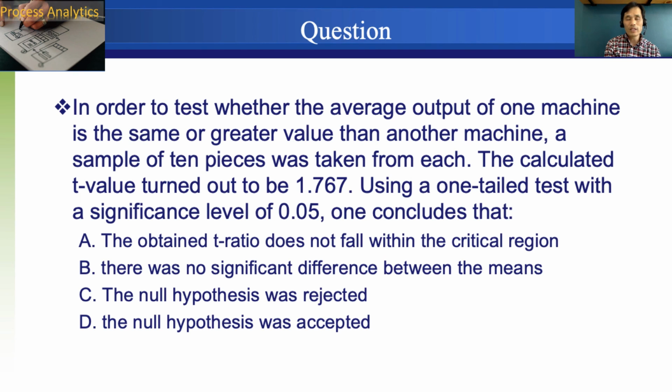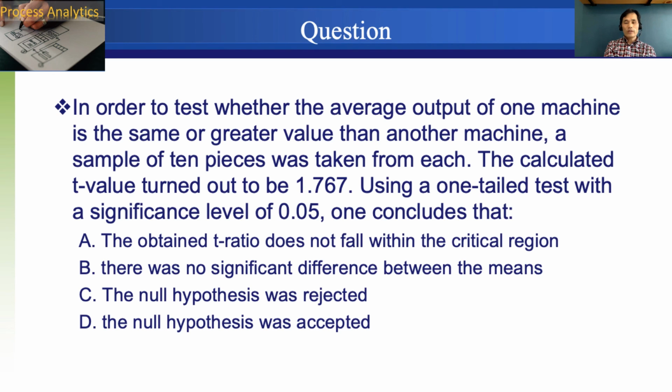So if we define the hypotheses, the null hypothesis is mu 1 is greater than or equal to mu 2, and the alternative hypothesis is the opposite of that, mu 1 is less than mu 2. And you want to find the degrees of freedom, which is n1, the number of samples for sample 1, plus n2, the number of samples for sample 2, minus 2, because we use two samples. And then you get 18.